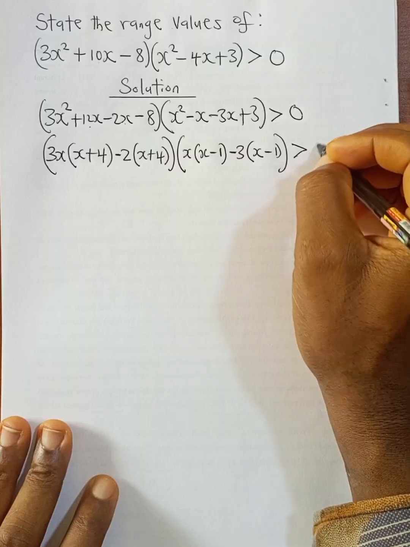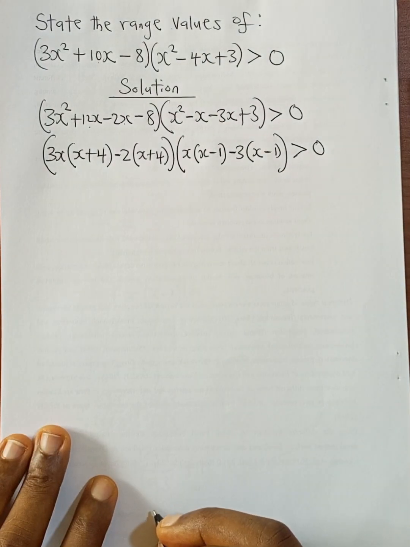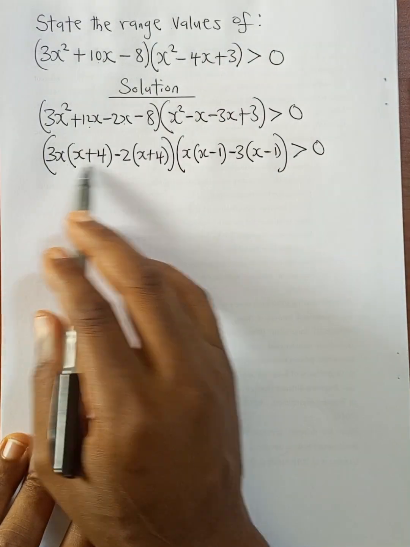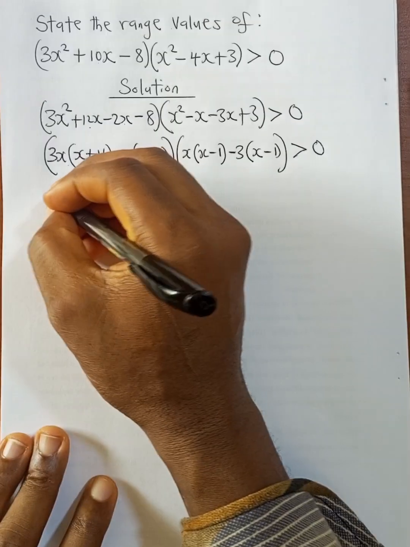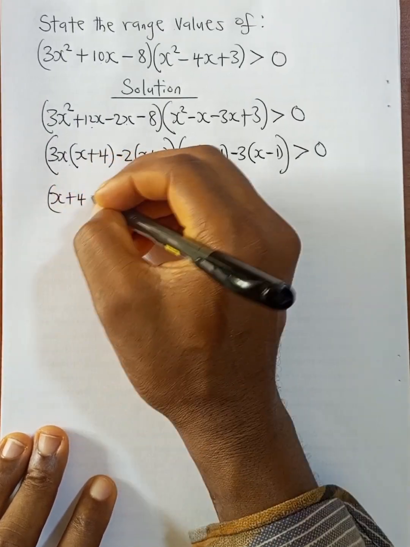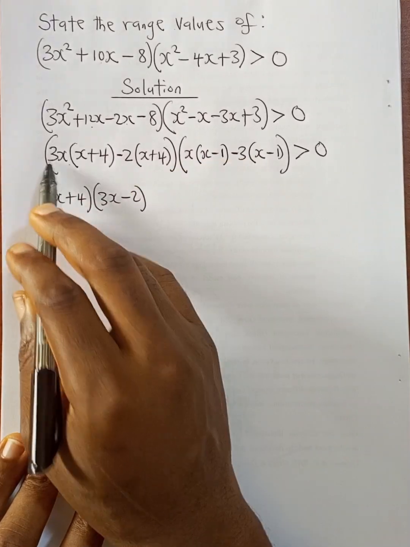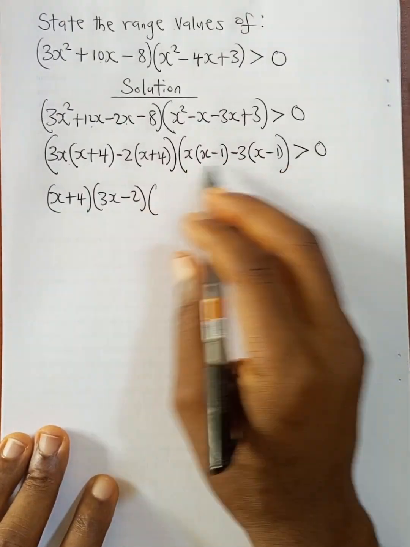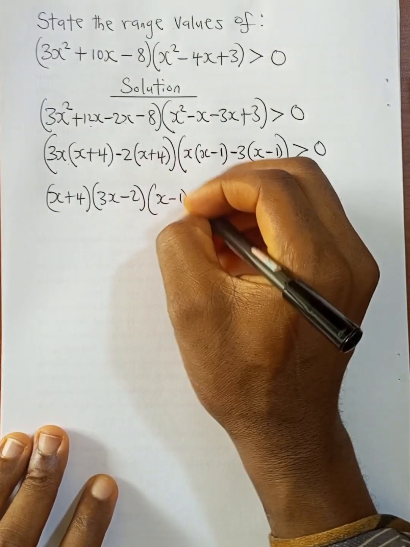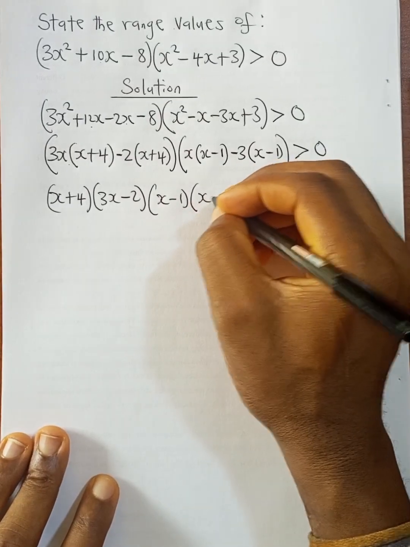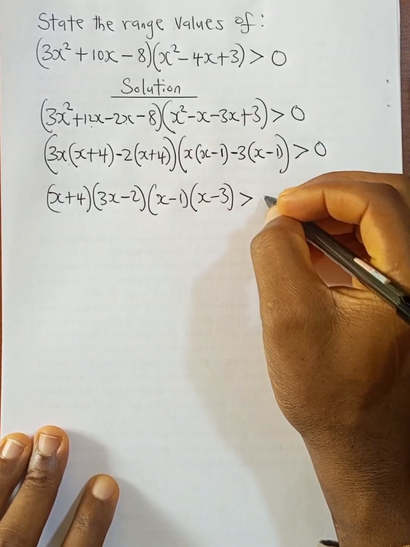You see, we keep meeting factorization of quadratics. I believe you know what's happening here. So, what is common here? x plus 4 is out. What will remain when x plus 4 is out? It will remain 3x minus 2. Then what is out here? x minus 1 is out. What will remain? x minus 3 is greater than what?